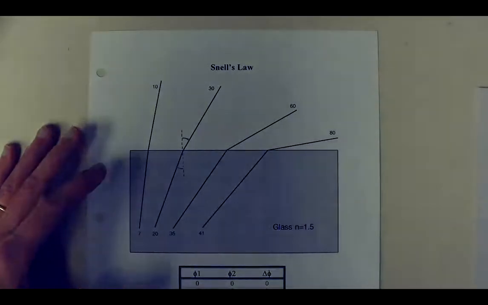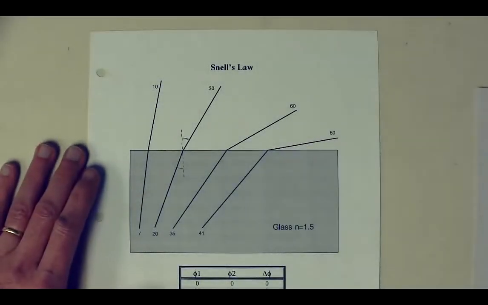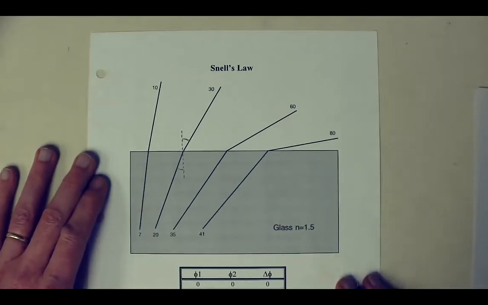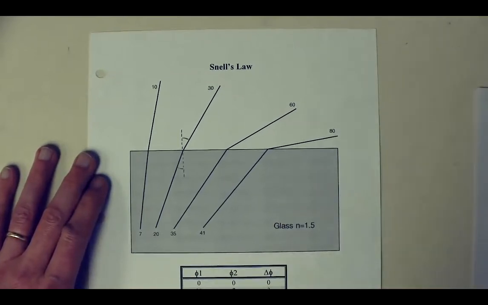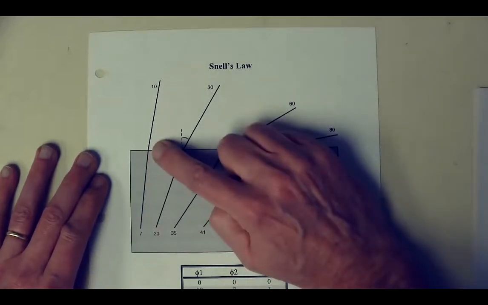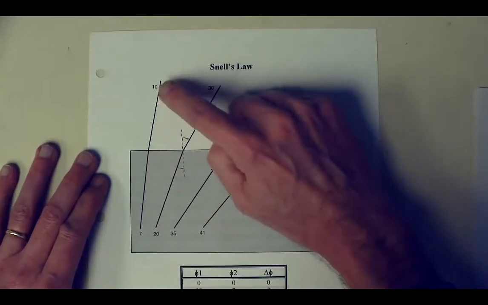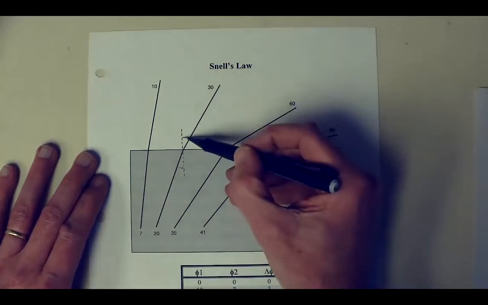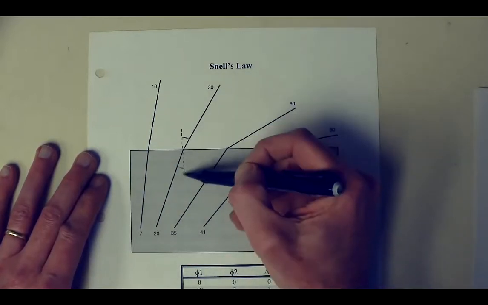Week 12, part 3. This is more on Snell's law. So here is a kind of a picture of some various rays that could be entering a piece of glass and bending as they do. And I've got numbers on here showing the angles. These angles are all with respect to the normal. They're always measured with respect to the normal.